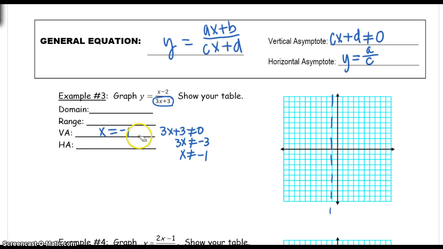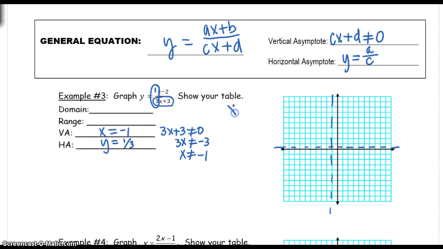Then we have the horizontal asymptote. And the horizontal asymptote has to do with those coefficients right there in the front. So this is going to be y equals 1/3. It's kind of icky because it is a fraction, but I'm pretty sure that all of you can handle it. So right there is our horizontal asymptote.